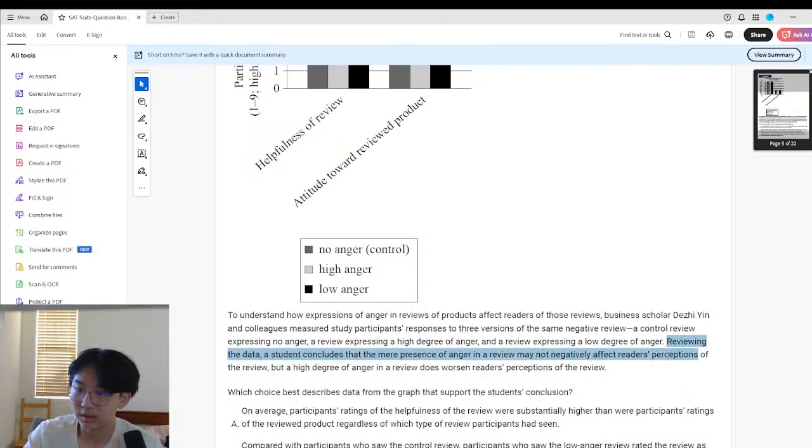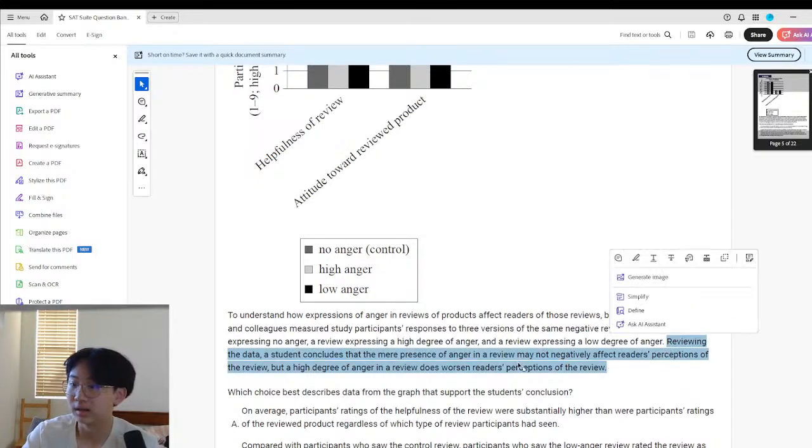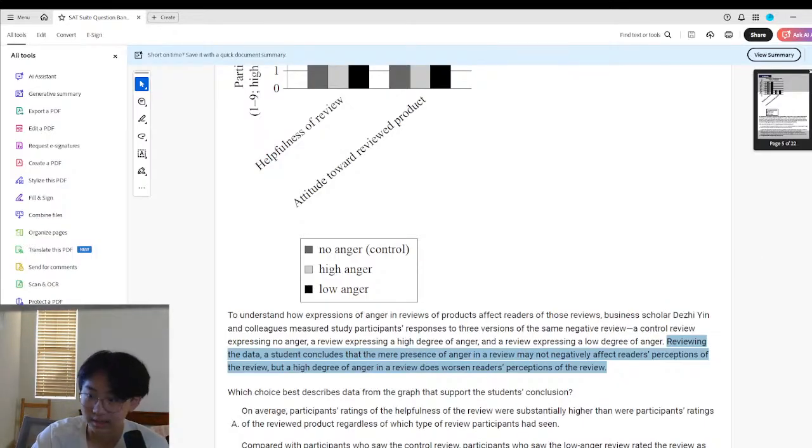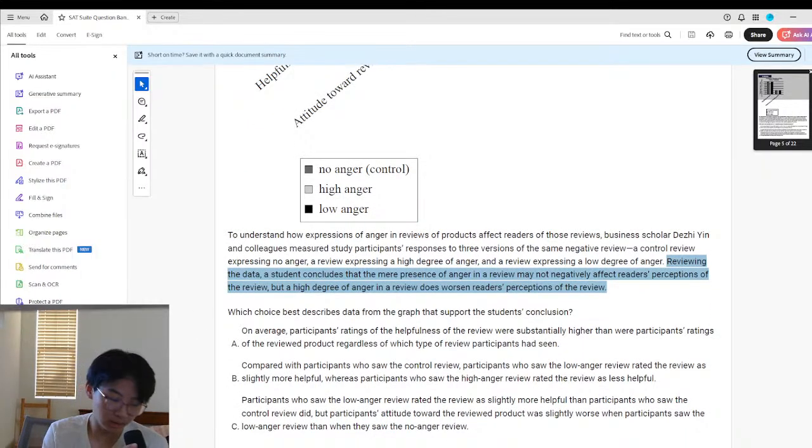We see that the point here is that the mere presence of anger in a review may not negatively affect the reader's perception of the review, but high anger might. So we're basically just comparing high to negative. If it doesn't have to do with that, we're not going to choose that answer. We're looking at B here.